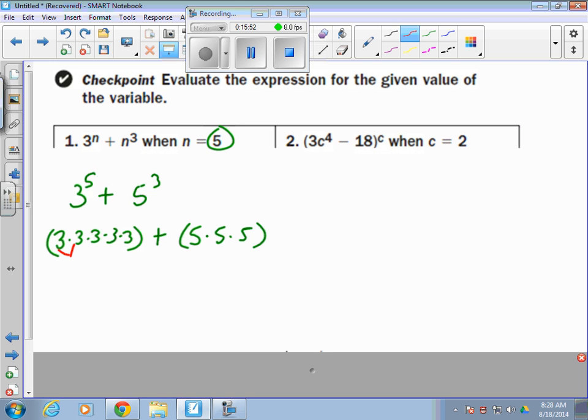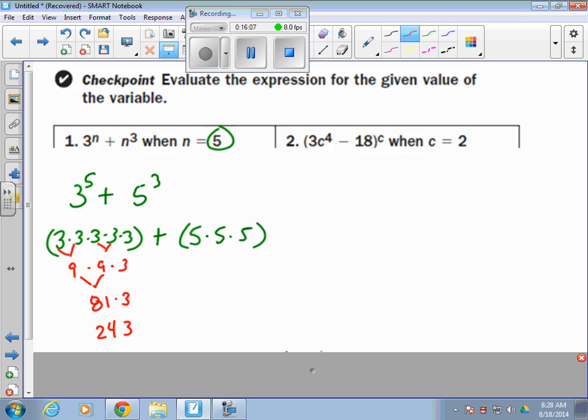But 3 times 3 is 9. Times one more 3, 9 times 3 is 81. And we did this one earlier. 81 times 3: 3 times 1 is 3, 3 times 8 is 24, so 243. So we got 243 from all of those 3s.